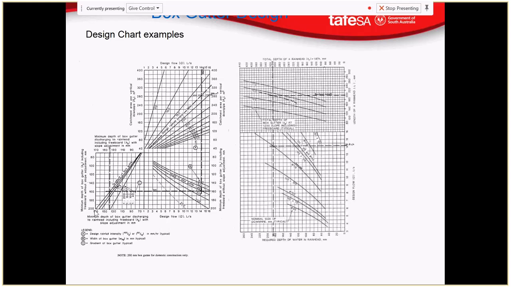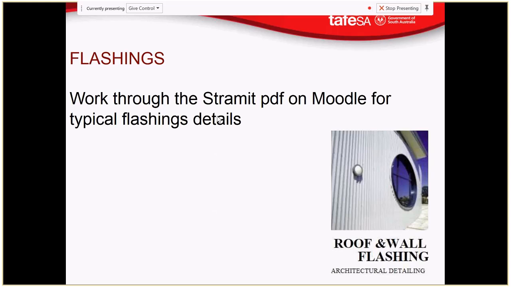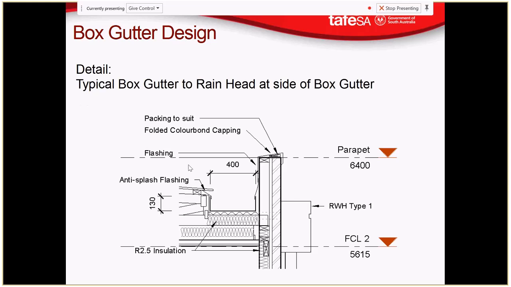So rather than work through minimum depth, box gutter, rainfall intensity, and design flow, this is just a reminder in regards to flashings. It says work through the Strathmore PDF on Moodle for typical flashing details. When it says work through, just have a look through. I'll show that link after the lecture. It's a pretty good link to show potential flashings and to get you to think about flashings in walls and roofs, and what details are possible.